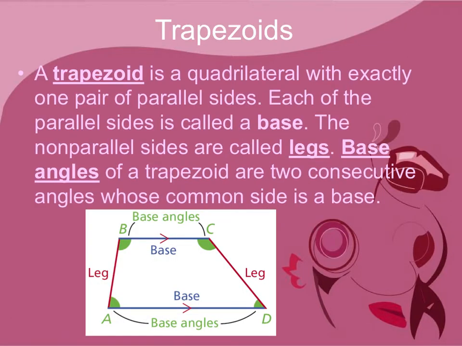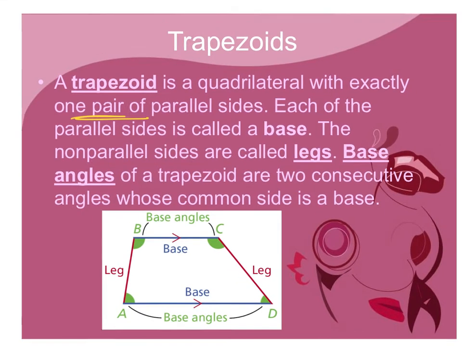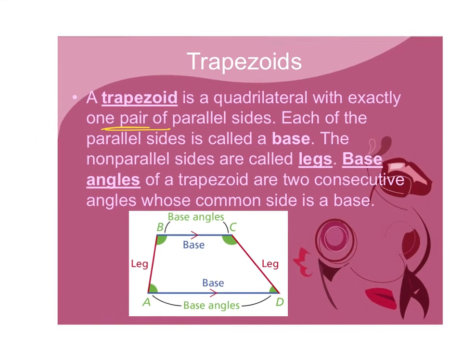So let's see what a trapezoid is by definition. A trapezoid is a quadrilateral with exactly 1 pair, so this is important, only 1 pair of parallel sides. That's why it's not a parallelogram. Each of the parallel sides is called a base. The non-parallel sides are called the legs.